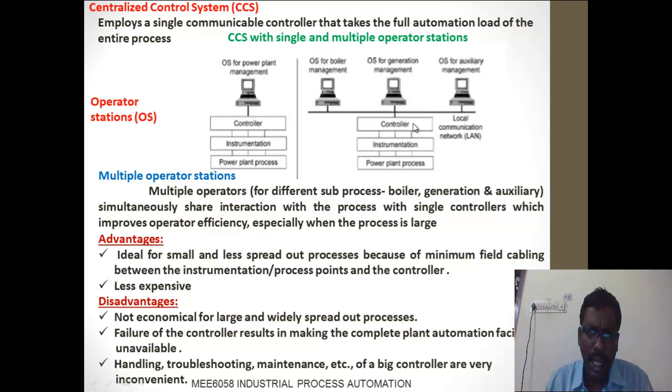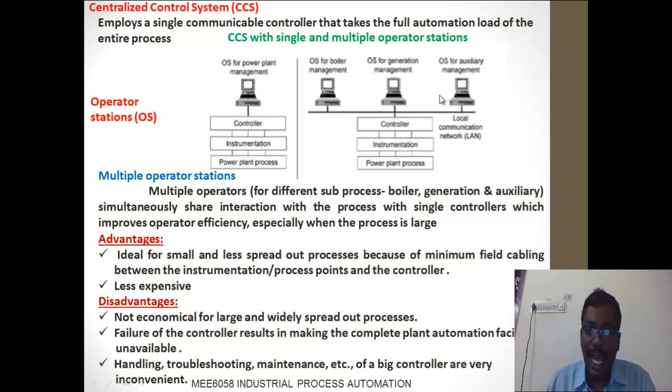centralized controller. A single centralized controller will transfer the data to each and every operator station to monitor the process, what's happening here, and transfers data from the operator system to the power plant process to control the process. We are not having separate dedicated controllers. So the thing is, a centralized control system with single and multiple operator stations, but with a single controller. So the schematic diagram indicates a single operator system. We are having multiple operator systems.